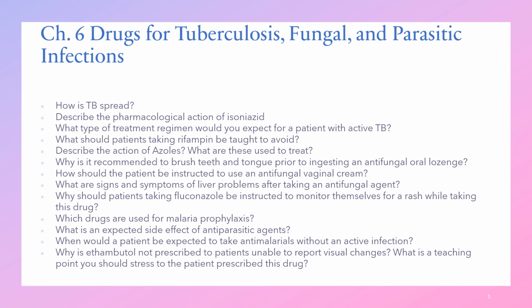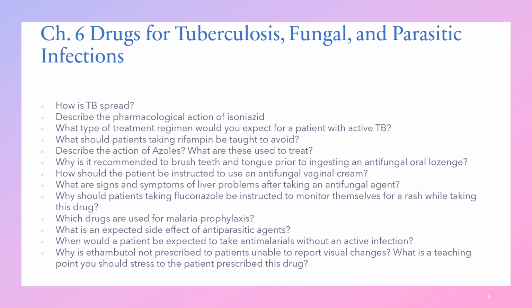Describe the pharmacological action of isoniazid. We can see this on page 86 in table 6.1, first-line drug therapy for tuberculosis. Isoniazid kills actively growing mycobacteria outside the cell and inhibits the growth of dormant bacteria inside macrophages and granulomas. Isoniazid inhibits enzymes needed for the growth and reproduction of TB.